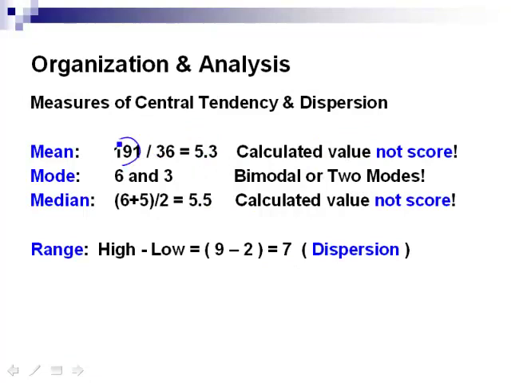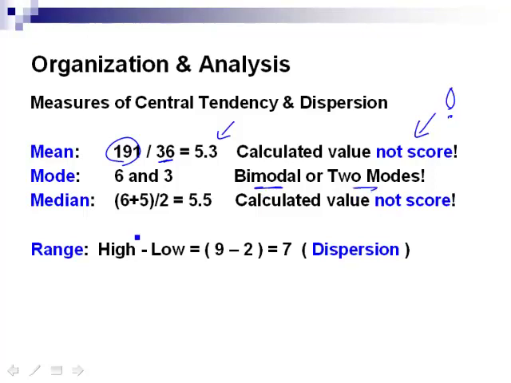Remember, the sum was 191, so we divided by 36, and the mean is 5.3. It's a calculated value. It is not an actual score. There were two modes, so that's called a bimodal distribution, or two modes.